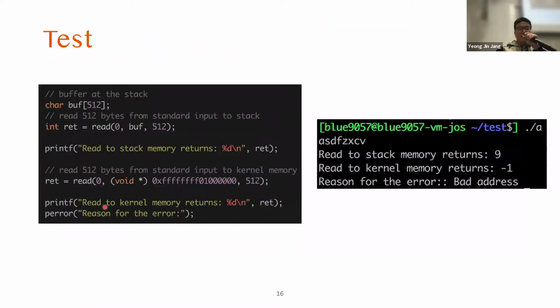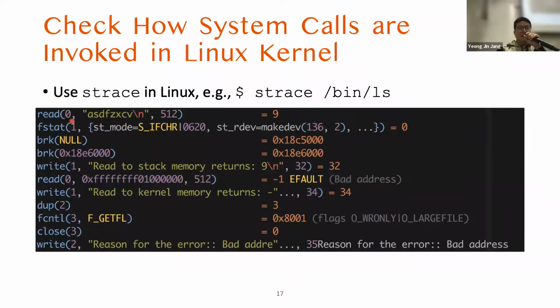And then let's take a look at these two read system calls. The first one is a 0 and the buffer, and the second one is a 0 and the kernel address. The first one has been executed correctly with the return value 9. And for the second read, 0 with the kernel address, that returned with the bad address, -1.